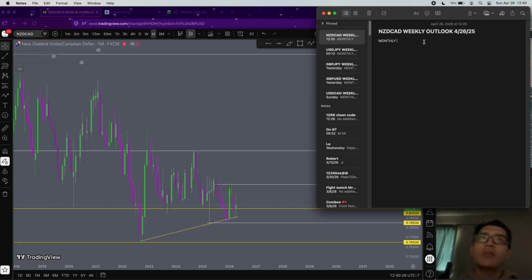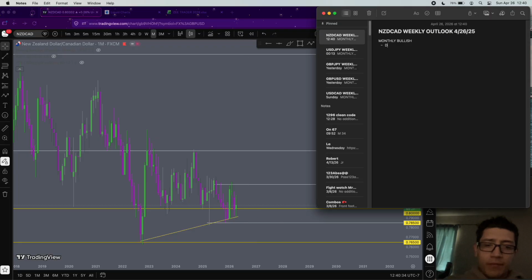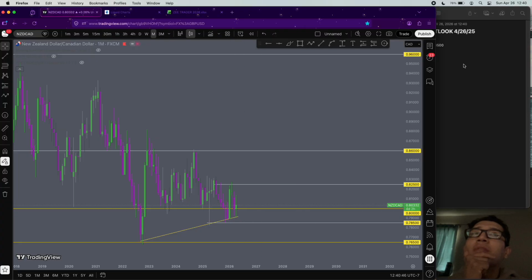So on the monthly, we're bullish. Double bottom above 0.78500. I'm not a professional typer. I'm a professional trader. And then we have a bullish engulfing candle above 0.80.